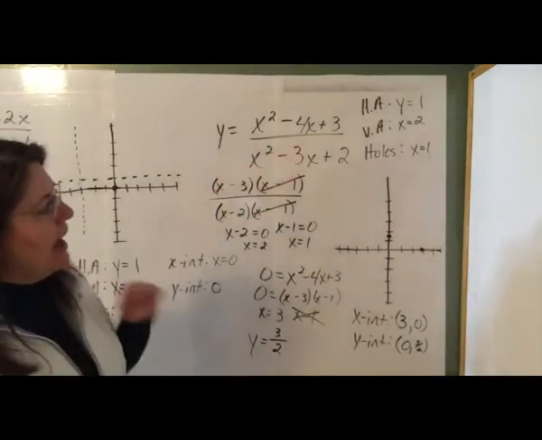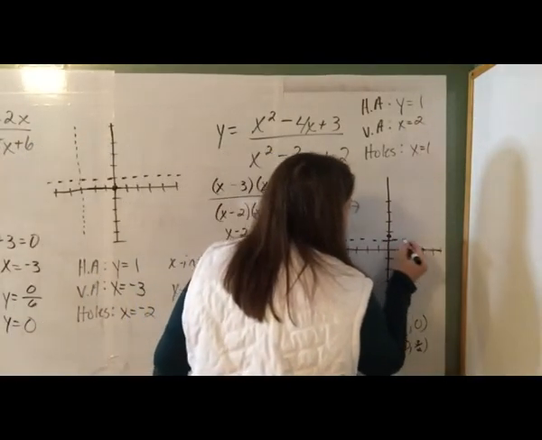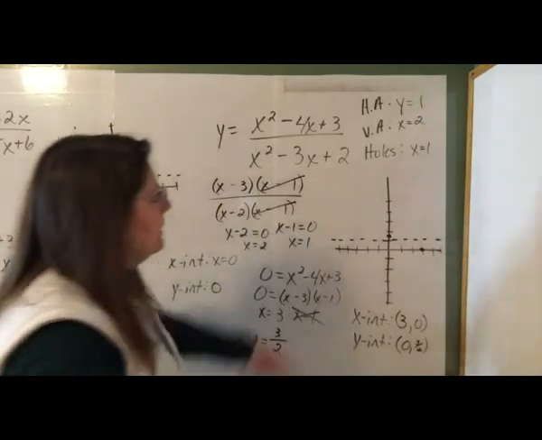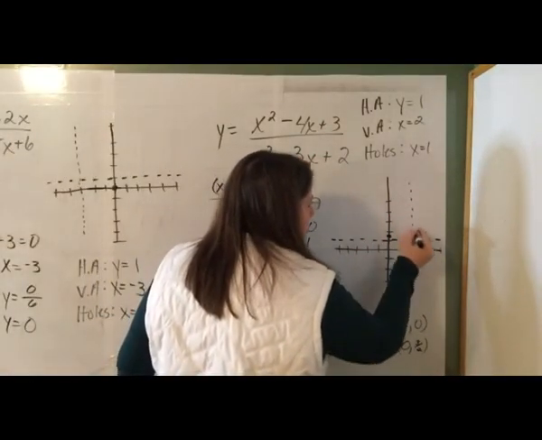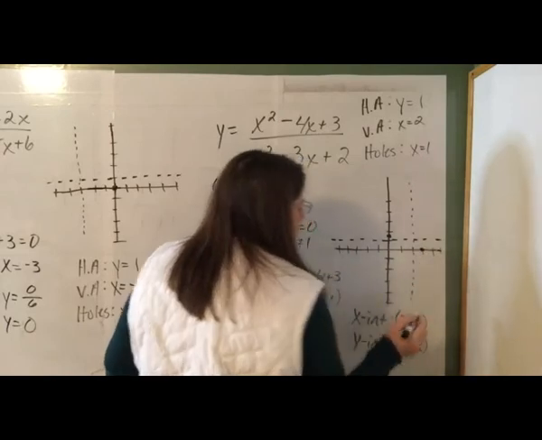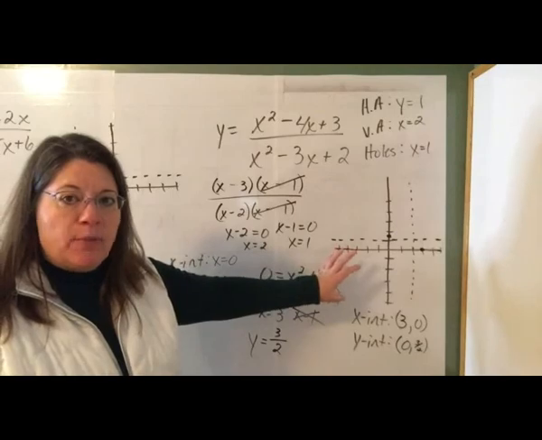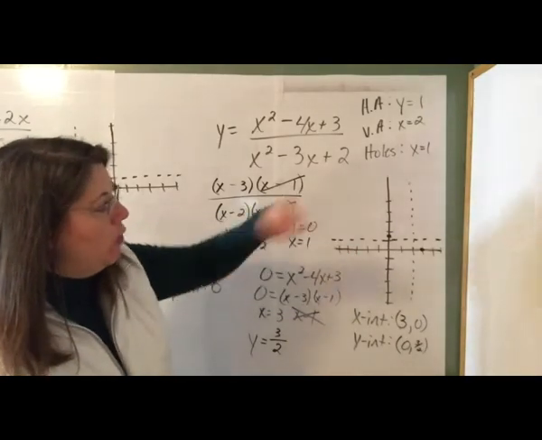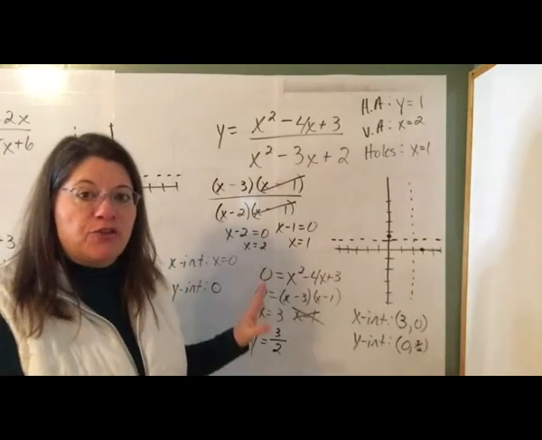My horizontal asymptote is at y equals 1. My vertical asymptote is at x equals 2. And I know when I draw my lines or my curves for this, I will have a hole at x equals 1, but I'm going to have to go to Desmos at this point to finish this problem off.